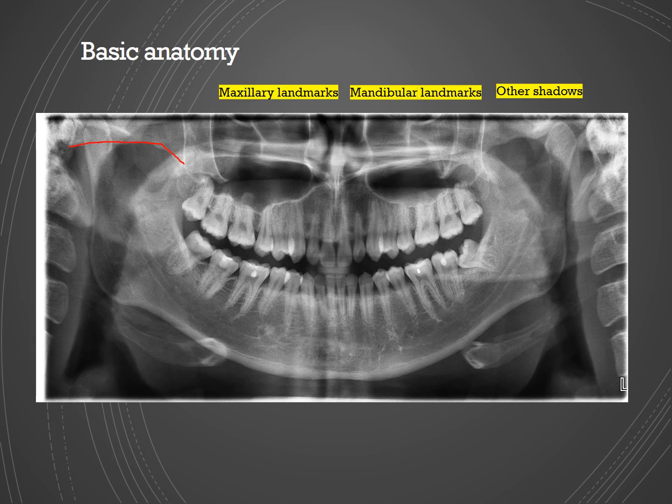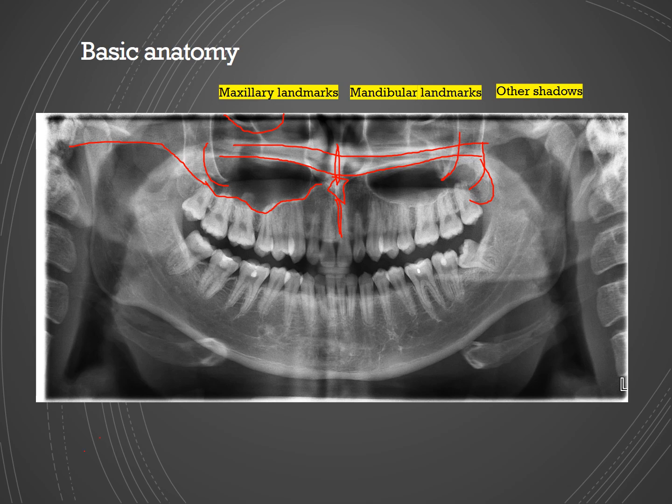So this is your zygomatic process. You have the lower border of the eye or the orbit, maxillary sinus here, floor of the maxillary sinus, nasal septum. You have the anterior nasal spine here, intermaxillary suture. Sorry, that went a bit off the midline. You have the hard palate. This is the entire shadow of the hard palate. This way, this is the hard palate. Right, and then you have the maxillary tuberosity region. And yes, that's about most of the important parts that you need to know in the maxilla. Yeah, and these are the lateral walls of the maxillary sinus. And so those are your maxillary landmarks.